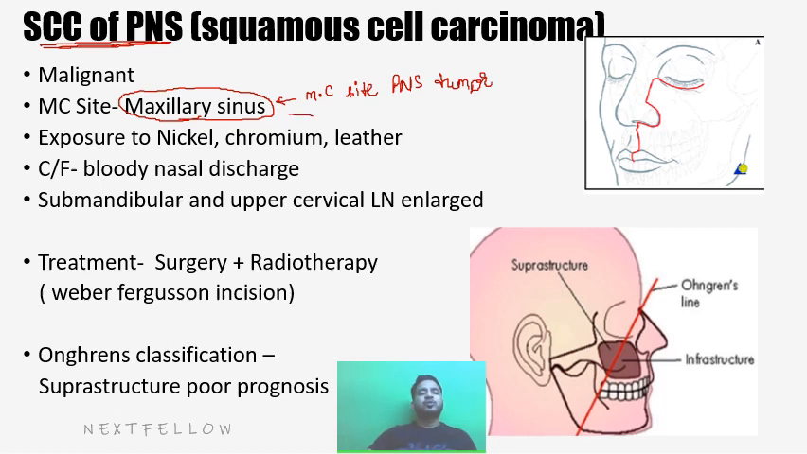It is again the most common site for fibrous dysplasia. We have read it just a few moments back. So the most common site of paranasal sinus malignant tumor, squamous cell carcinoma, is the maxillary sinus.